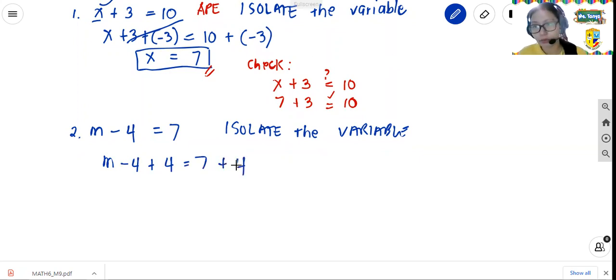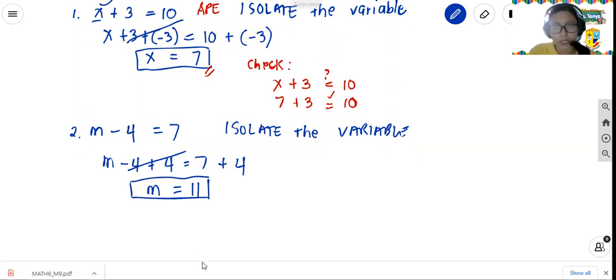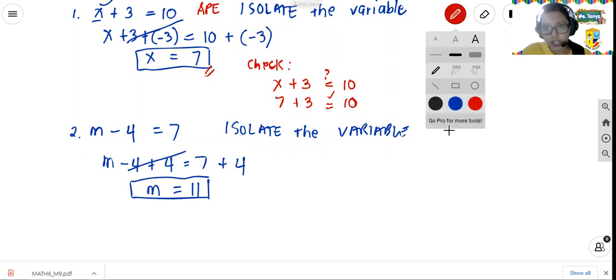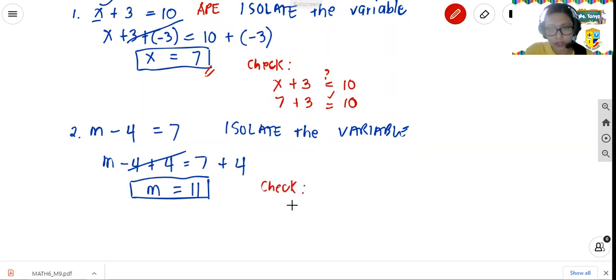Again, if you're using the addition property of equality, whatever you add to the left should be added also to the right. That would make the equality still true. So this one cancels because negative 4 plus 4 is 0. So m will be left alone on the left side, and 7 plus 4 is 11. Therefore, m is equal to 11 in order for this equality to become true. Again, let us check. We have m minus 4 is equal to 7. So m is 11, 11 minus 4 is equal to 7.